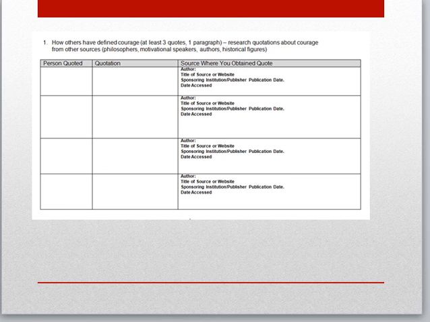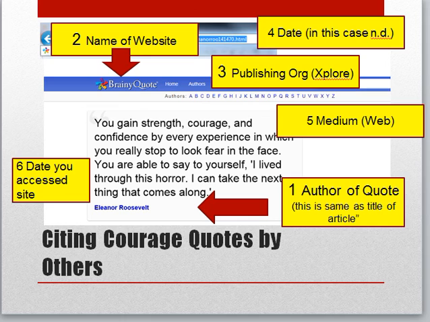So next you'll need to do some research for this essay. This section of the planning sheet gives you a place to describe how others have defined courage. And I'm looking for at least three quotations. Research quotations about courage from other sources, such as philosophers, motivational speakers, authors, and historical figures. So you can just Google the word courage quotations perhaps, and you can see what other people have said about courage. And here's an example.